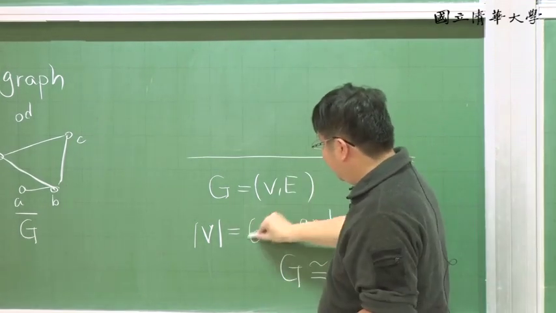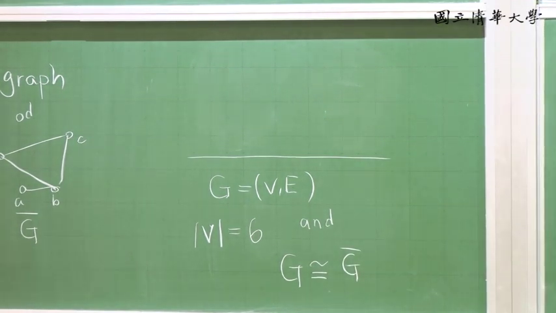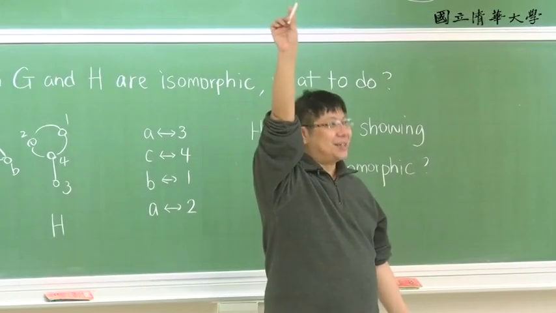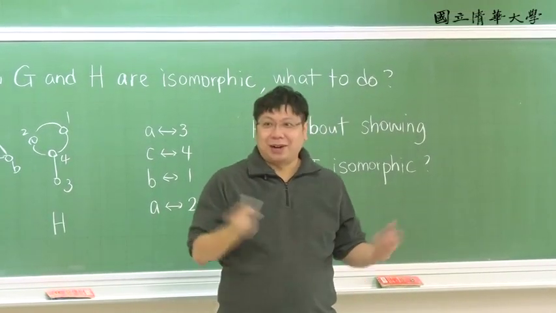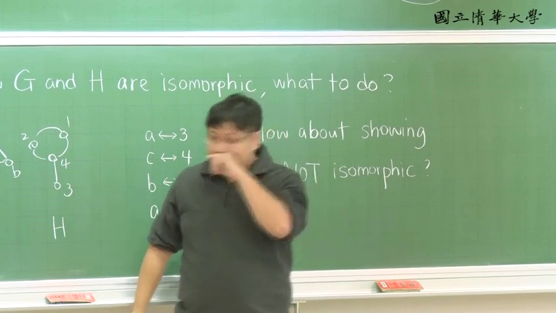Okay, how about 6? Can we find a graph with 6 vertices such that the graph itself and its complement will be isomorphic to each other? No. If you think there's no way, could you please raise your hand? Okay, excellent. Why is there no way? Edges. Very good. How many edges are there?